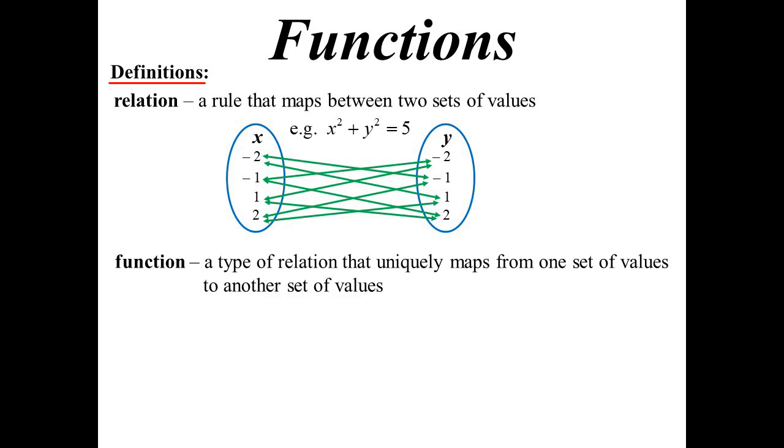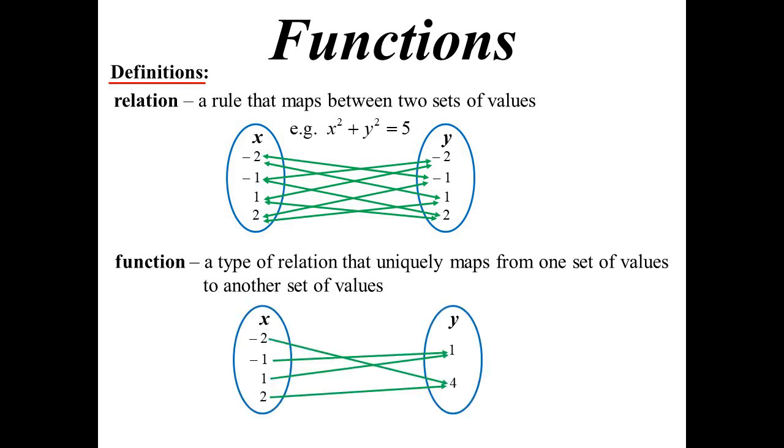A function is a special type of relation. It uniquely maps from one set of values to another set of values, so it's unique. Something like that. That one would be y equals x squared. But you'll notice the difference here that the arrows are going in one direction because every x value goes to a y value, but each y value can come from more than one x value. But an x value can only go to one y value.